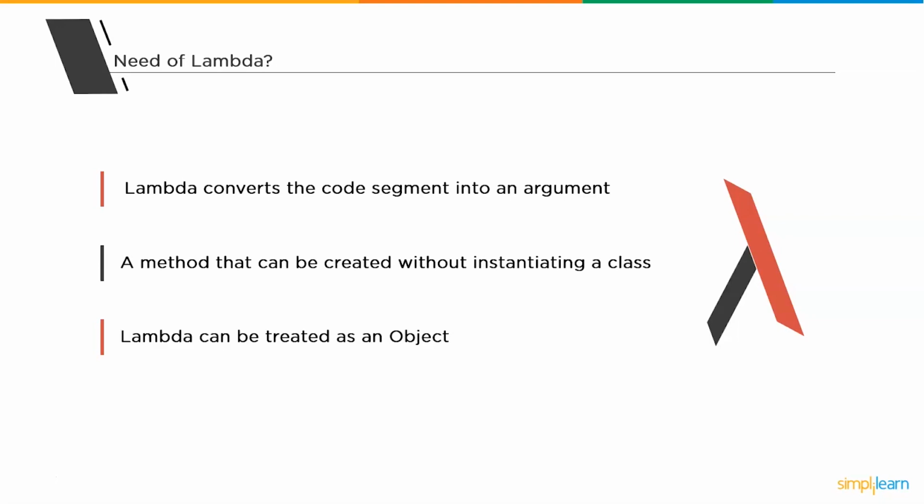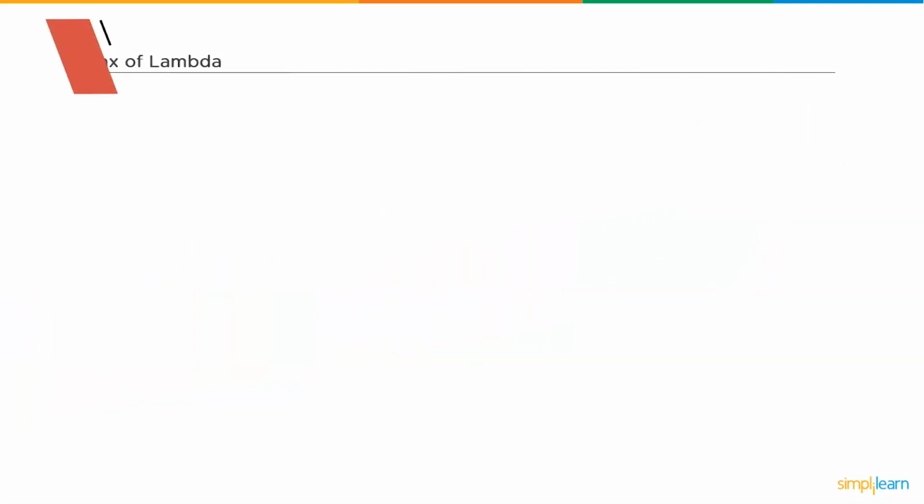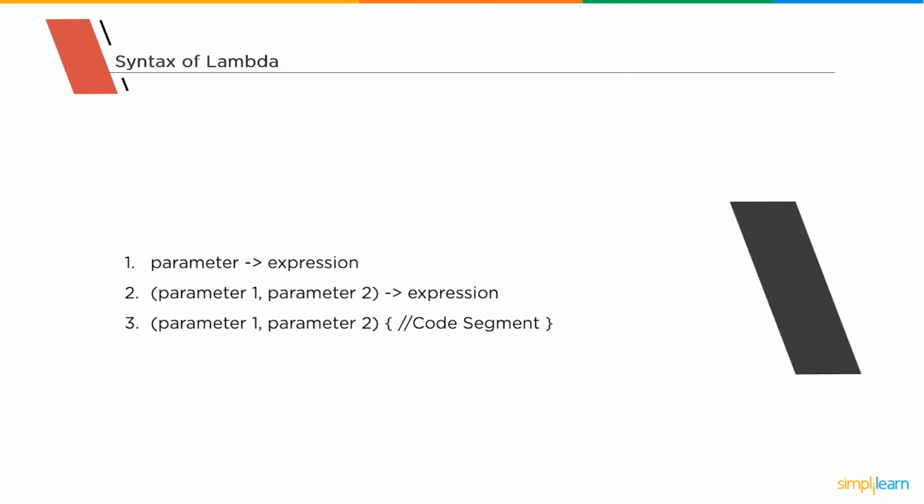Before that, we shall understand the syntax of Lambda expressions. Then, slowly, we will move ahead into the functional interface. So, followed by the need of Lambda expressions, we enter the syntax of Lambda expressions. Now, the syntax of Lambda expressions is something which is shown on the screen right now. Now, you might be wondering if Lambda expressions have 3 different syntaxes. No. It's actually based on the number of parameters we use.